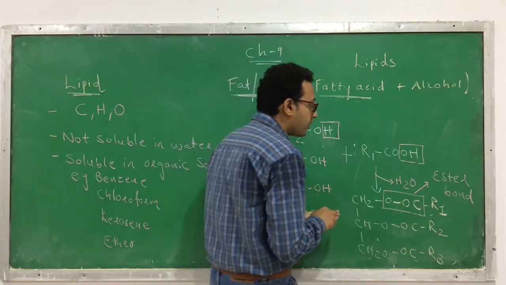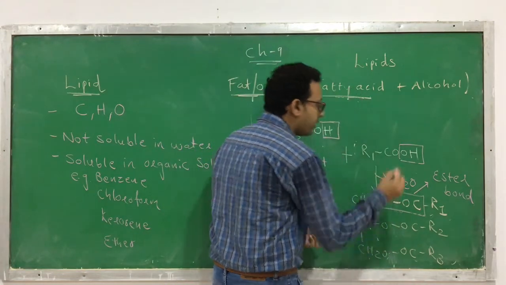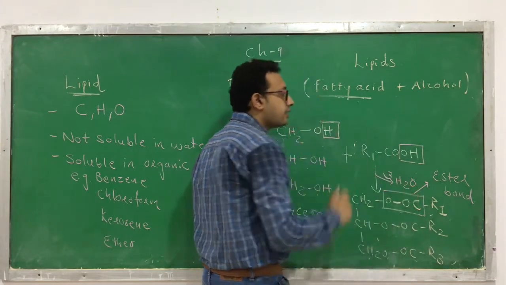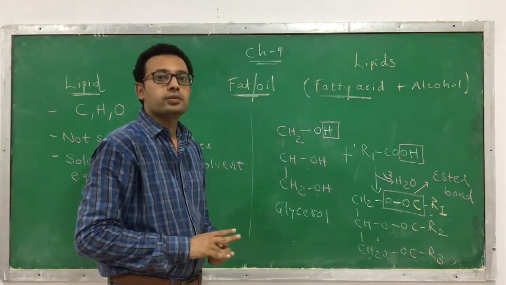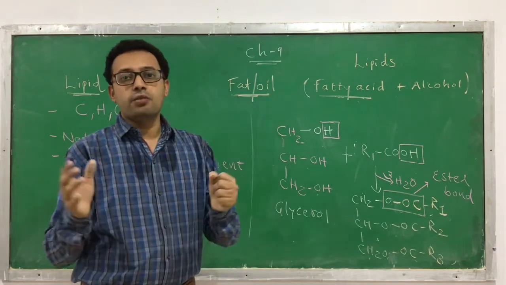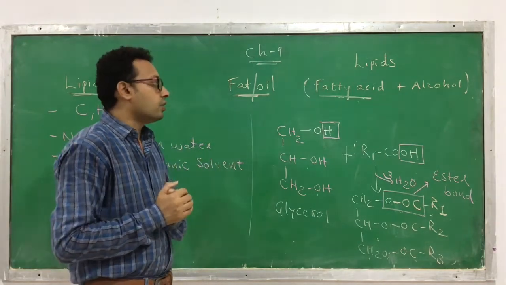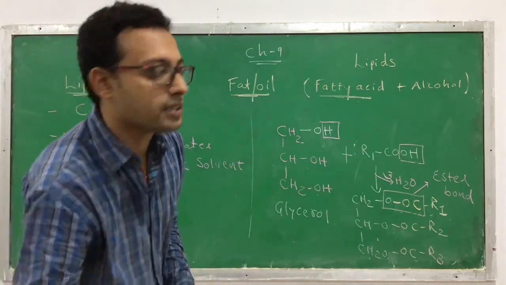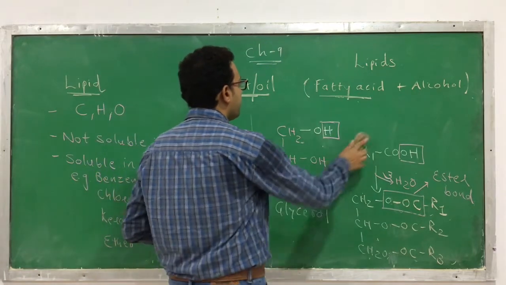So how many water molecules are removed here? Three water molecules are removed. For one water molecule per fatty acid, in three fatty acids, three water molecules get removed. That is about the bond formation between the fatty acid and alcohol. This is a simple type of lipid. This is called a simple type of lipid.